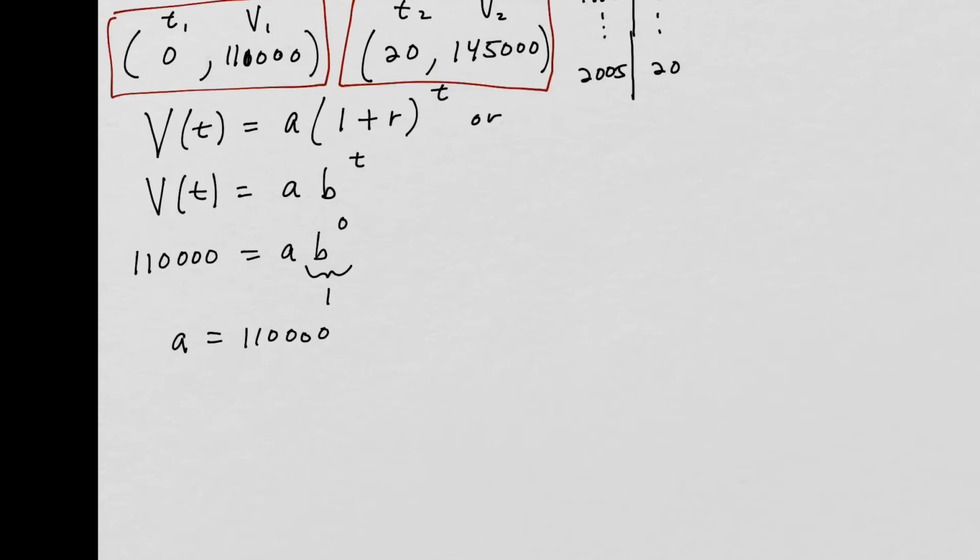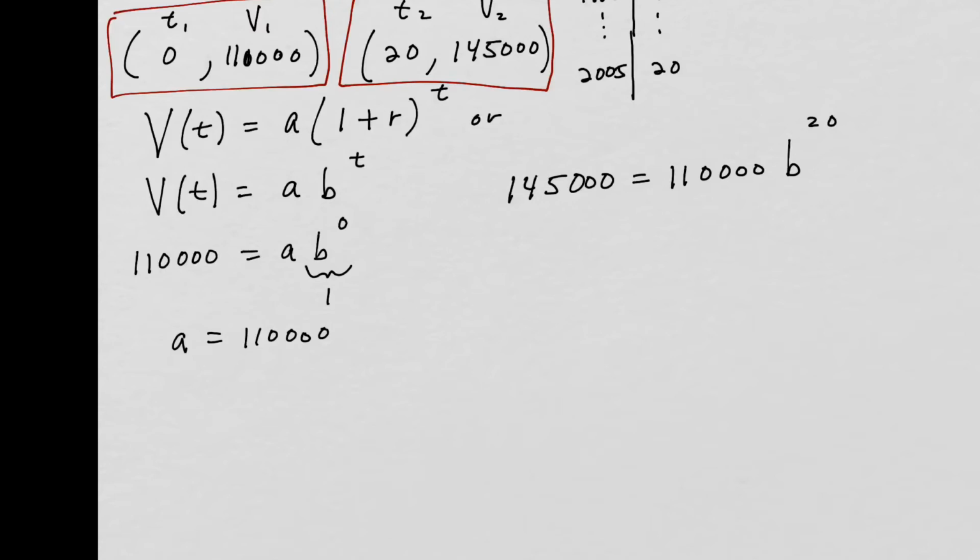And now for the other equation, what else do I know? I know that when the value is 145,000, we already know A, so I can plug that in. This is 110,000, and this is going to be B to the T. But what's the time when the value is 145,000? It's when T is equal to 20. Okay, so I need to solve that equation for B.